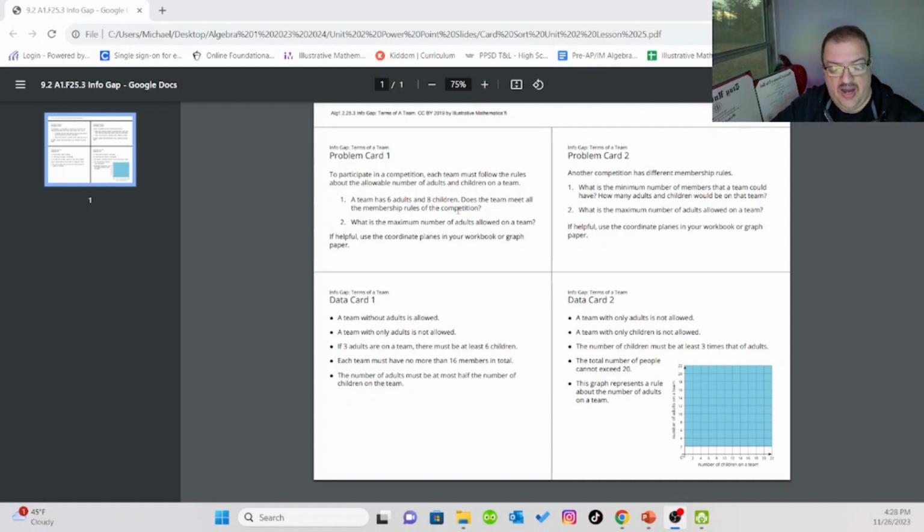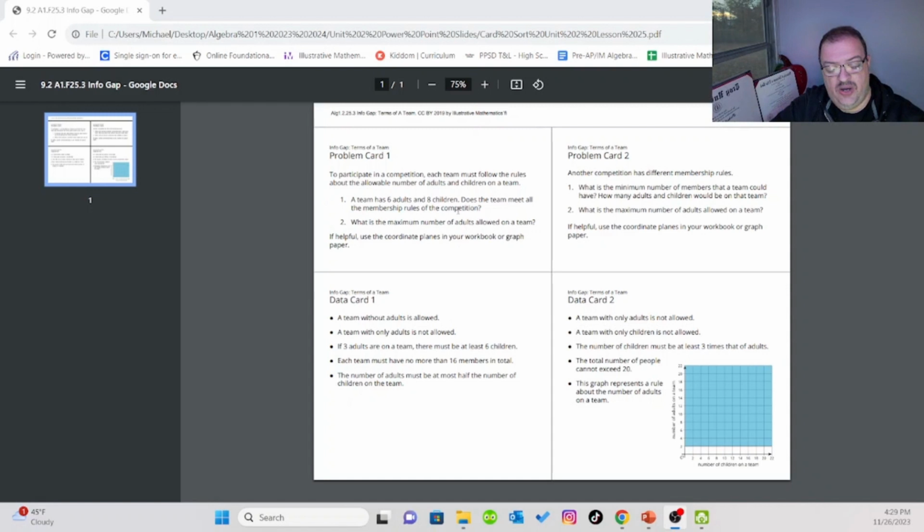Now if we look at the graph, it represents a rule about the number of adults on a team. We see that our blue shaded region is bordered by a solid line where adults equal 2. So that is telling us there is a minimum of 2 adults on the team. And if the number of children must be at least 3 times that of adults, 2 times 3 is 6. So the minimum number of members that a team could have is 2 adults, 6 children, for a total of 8 people on the team.